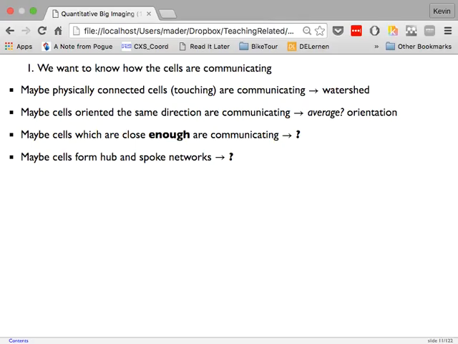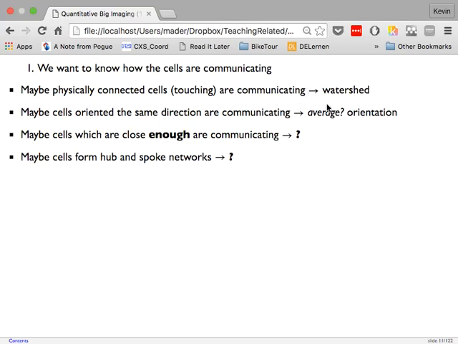Maybe cells that are oriented in the same direction are communicating. This is quite frequent in bone, that the orientations of the cells are aligned with cells that are in contact or communicating with each other. And so then you can look at this different orientation and try to figure out, if they're very close, then they're probably communicating. If they're very far away, then they probably aren't communicating.